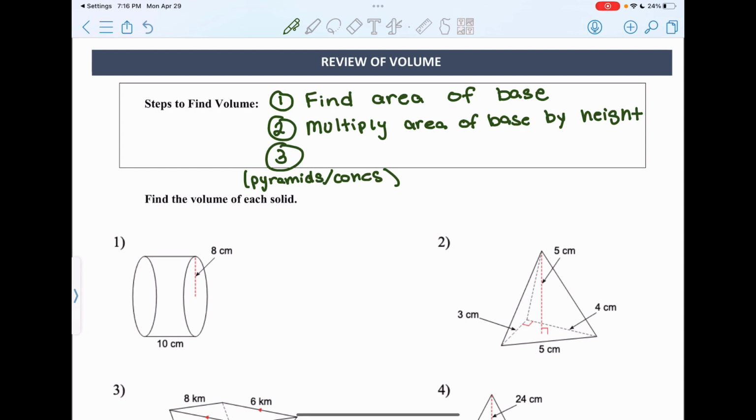And my last step is only for pyramids and cones. If we have a pyramid or a cone, we have to divide by 3, because a pyramid and a cone is a third of a prism with its same dimensions. So let's give this a try.